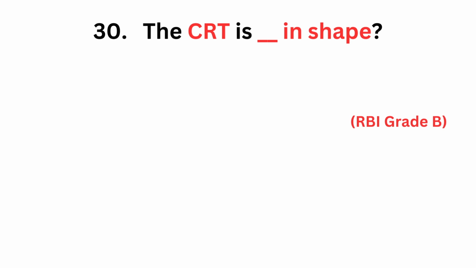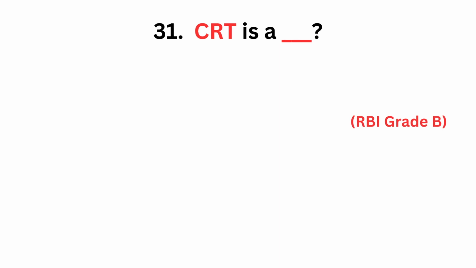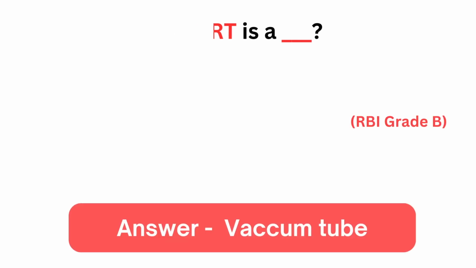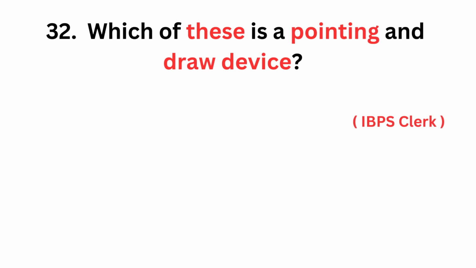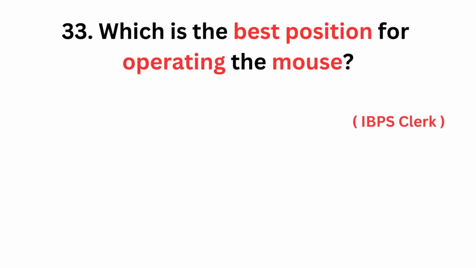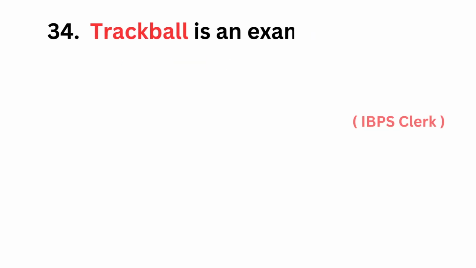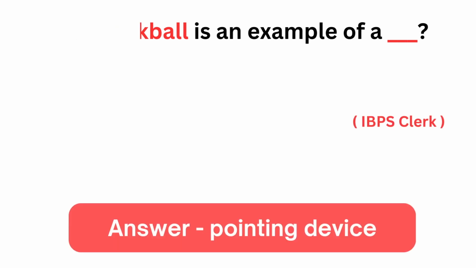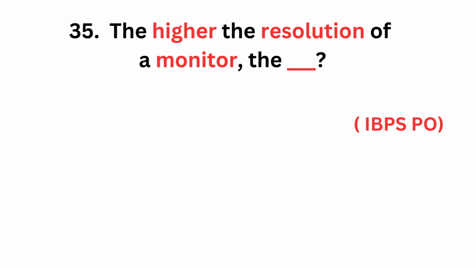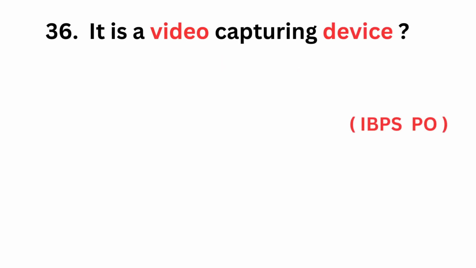The CRT is rectangular in shape. CRT is a what? Vacuum tube. Which of these is a pointing and draw device? Mouse. Which is the best position for operating the mouse? Tail towards the user. Trackball is an example of a what? Pointing device. The higher the resolution of a monitor, the what? Closer together the pixels.